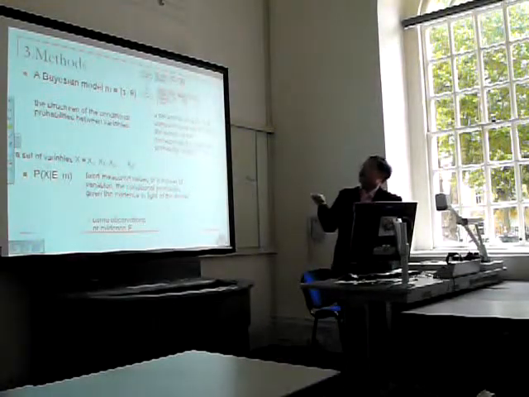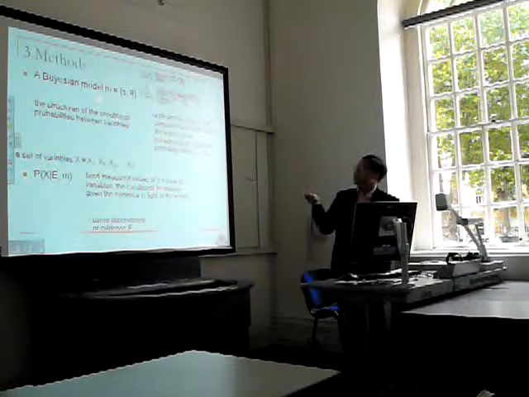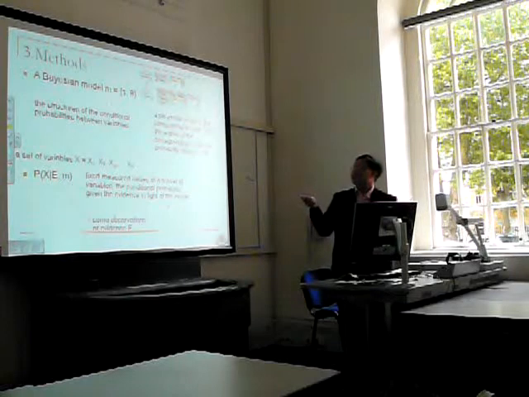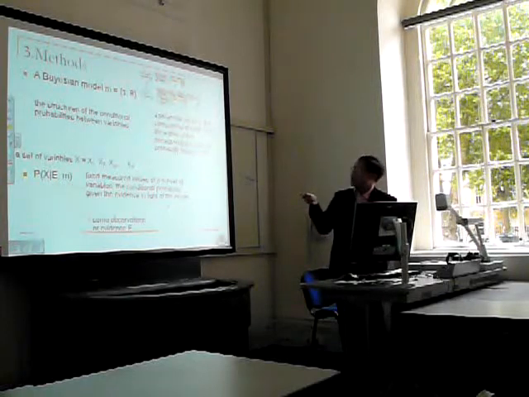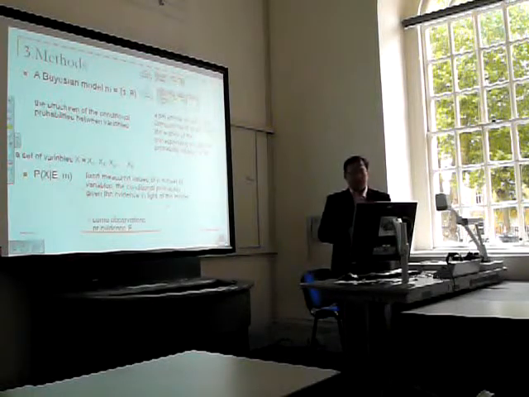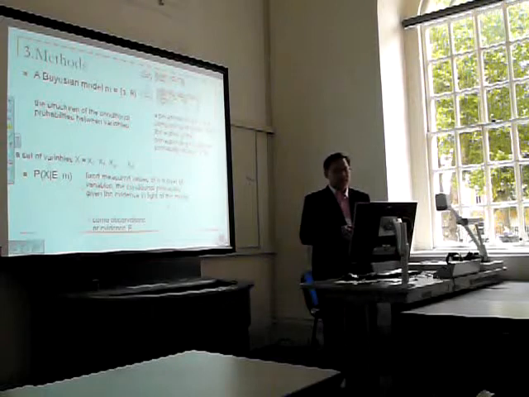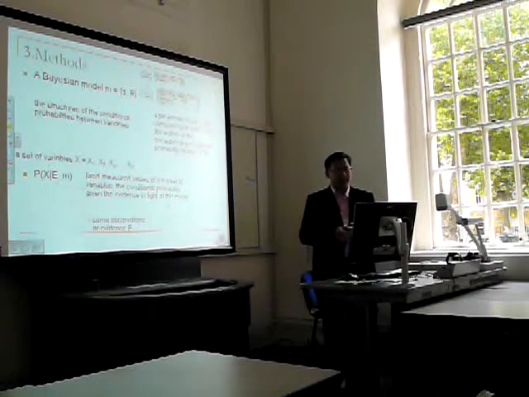A Bayesian model M is a combination of two components. The first is the structure of the conditional probability between variables. And the second component, theta, is the parameter vector, whose components define the entries of the corresponding conditional probability tables.